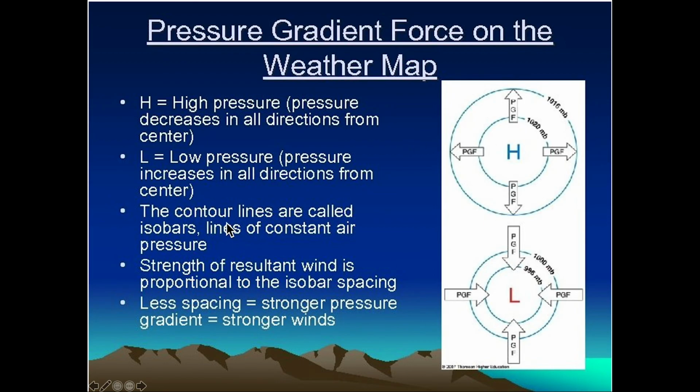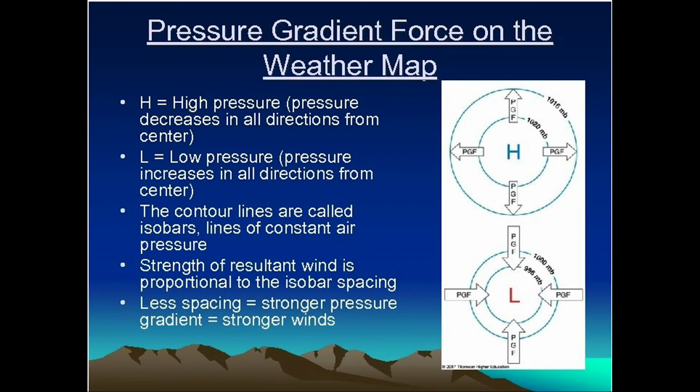Contour lines that you see on a weather map are called isobars. These isobars mean lines of constant air pressure. Bar meaning pressure, iso meaning the same. If you travel along one of those isobars, the air pressure that you would experience would not change.